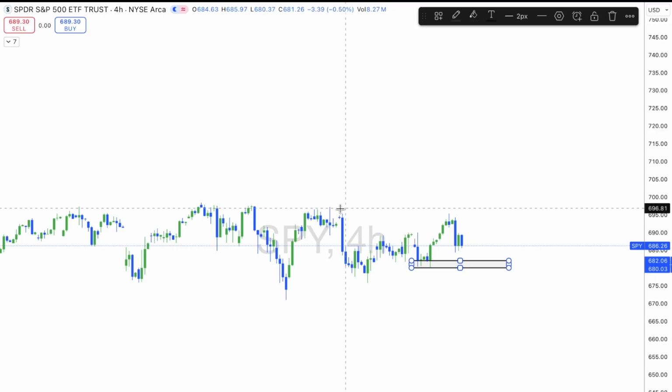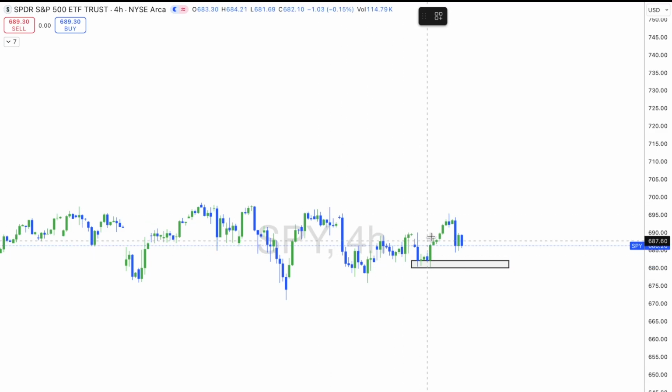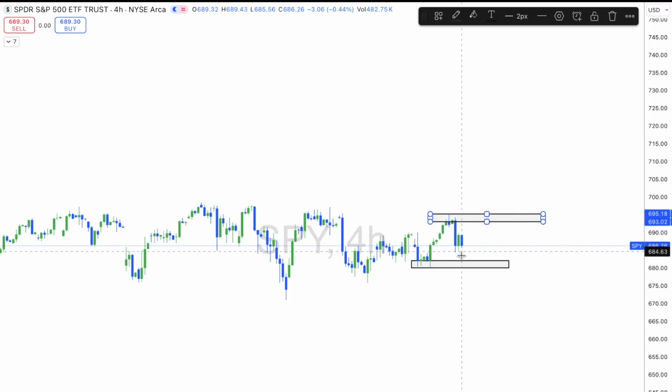So then I'm also going to come up here and mark this level as well. Why? Because it pushed up. It did the same thing down here. It pushed up and it wouldn't go higher than this. So I'm going to mark this level here, and I'm going to mark it all the way up to the wick, bottom of the wicks to the bottom of the candles. And same thing over here, top of the candle to the top of the wick.